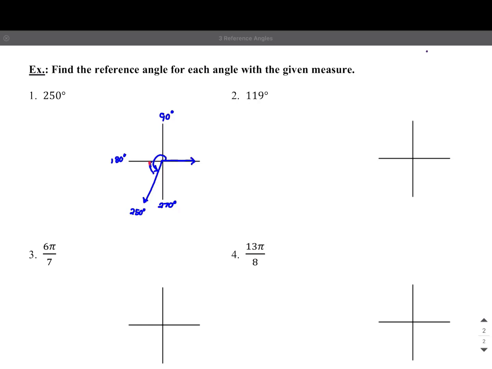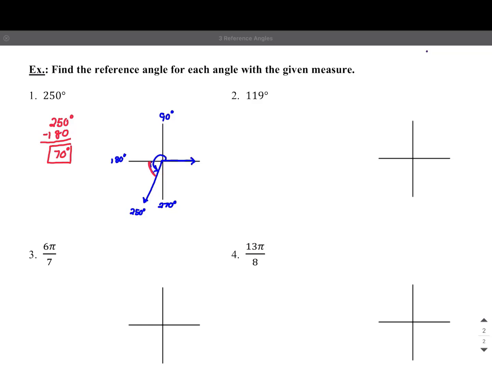So for the reference angle, we want to know this distance here. How close to the x-axis is it? How far past 180 degrees did 250 go? So third quadrant, we take the angle 250 degrees, we subtract 180 degrees, and we get 70 degrees, and that's our reference angle. That's it.